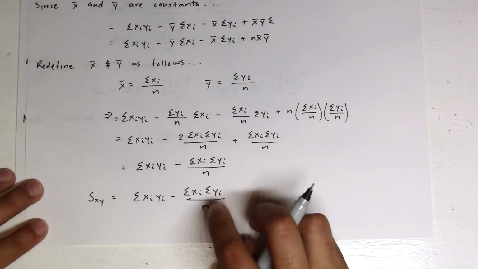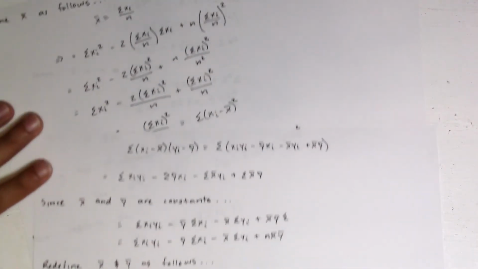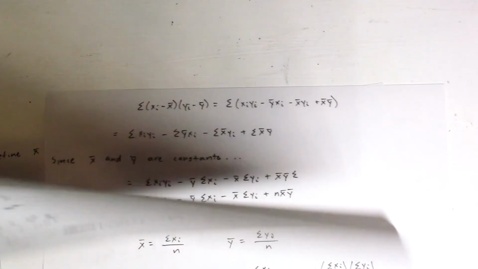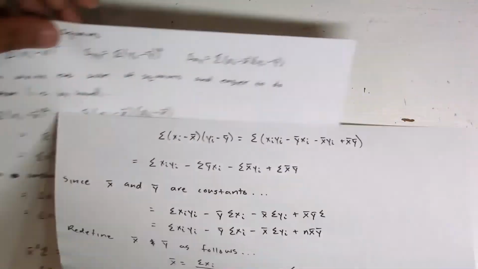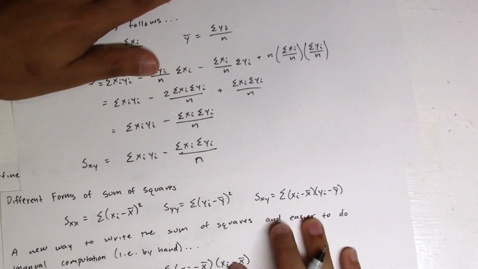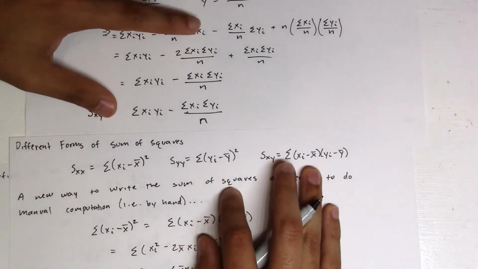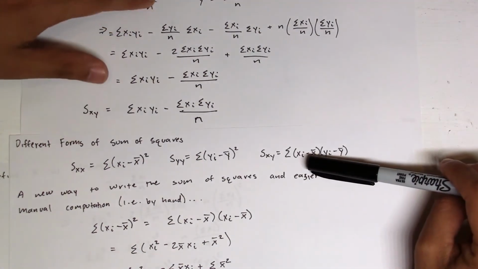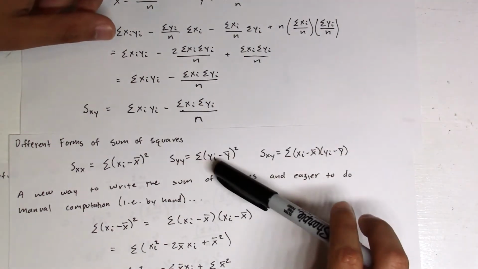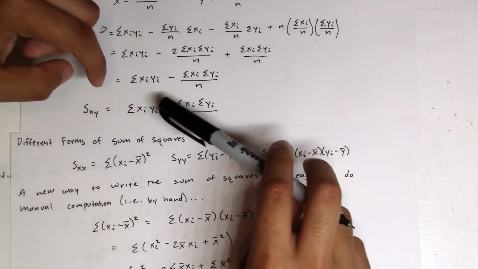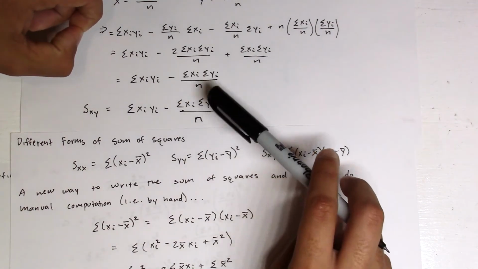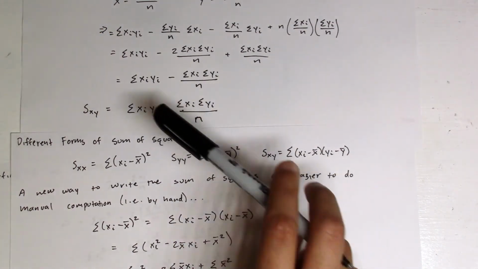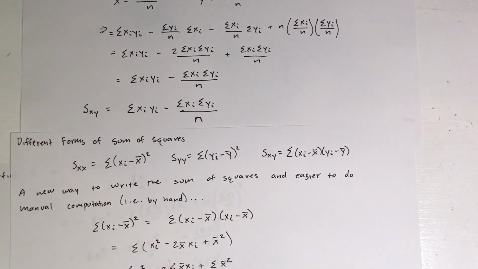So this is the new notation for Sxy, which we see here. We put it like this. As you can see, this right here is the same as this. And earlier we showed that these terms can be written in a very similar form, but in terms of x or y only.